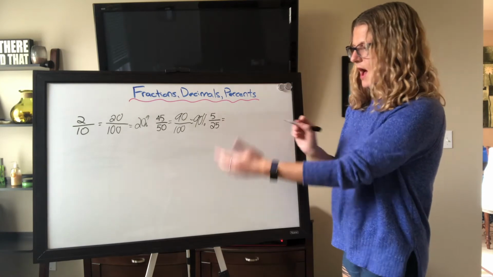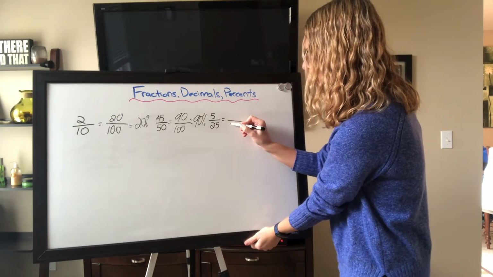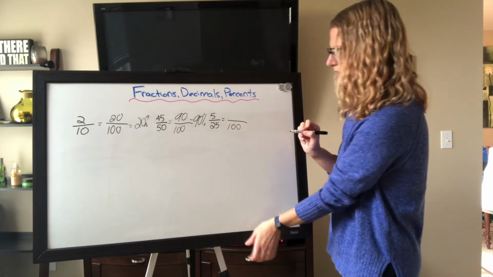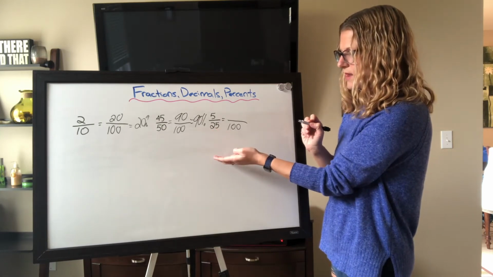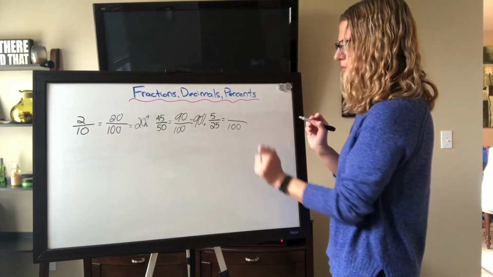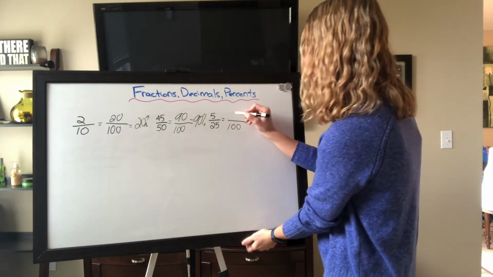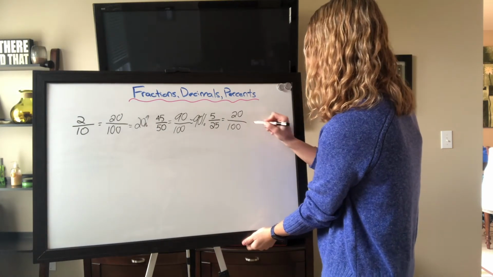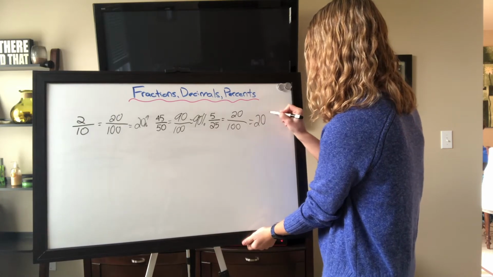Same here. I want to make this out of 100 so I know what my percentage is. So what do I do to 25 to get to 100? I multiply it by 4. So I'm going to multiply that 5 by 4 too and get 20 out of 100, which would equal 20%.